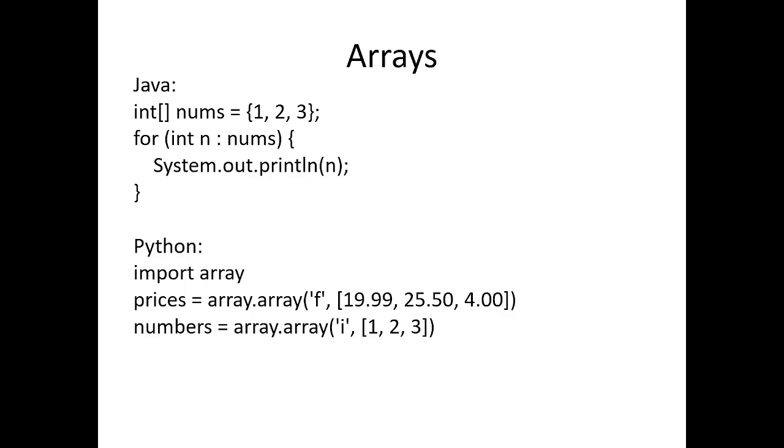Here, if you see the prices array, array dot array, that is a float. Float values I have defined in this way, in square brackets. Even if I want to define an integer array, I need to say array dot array with the integer type code. In the same way, we need to define array dot array. For this, we need to import the array module in Python. But in Java, you don't need to import the array package, because java.lang is a default package. So by default, arrays are available in the java.lang package.